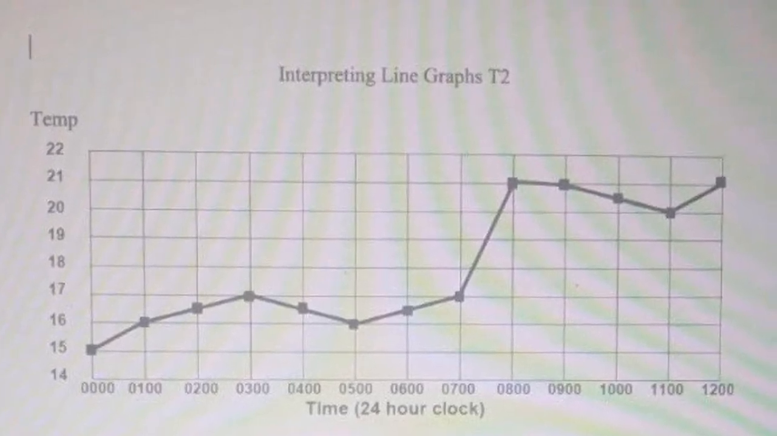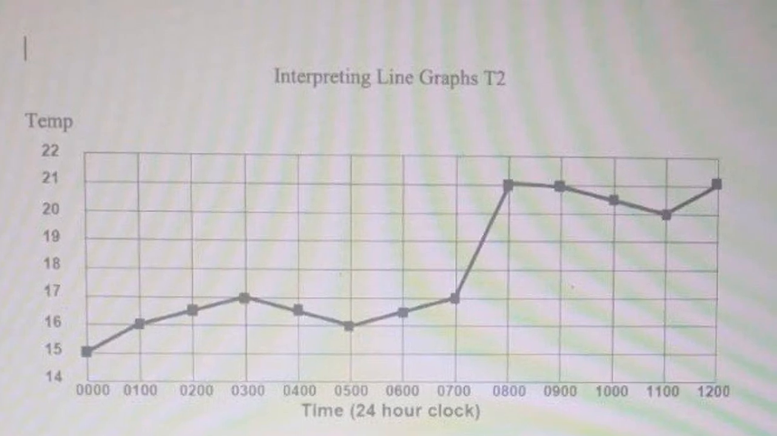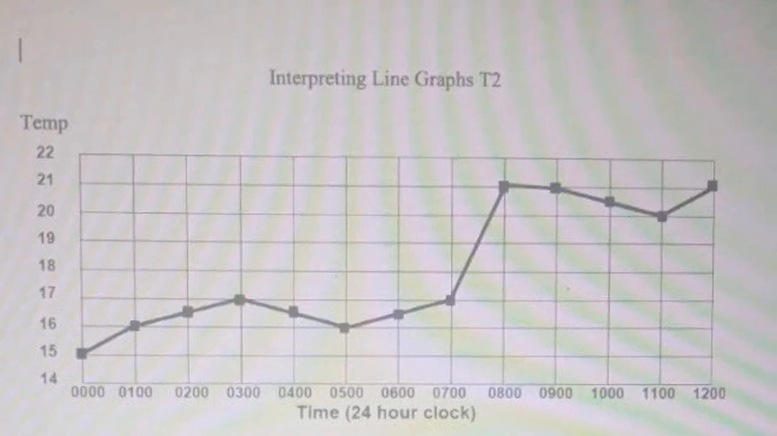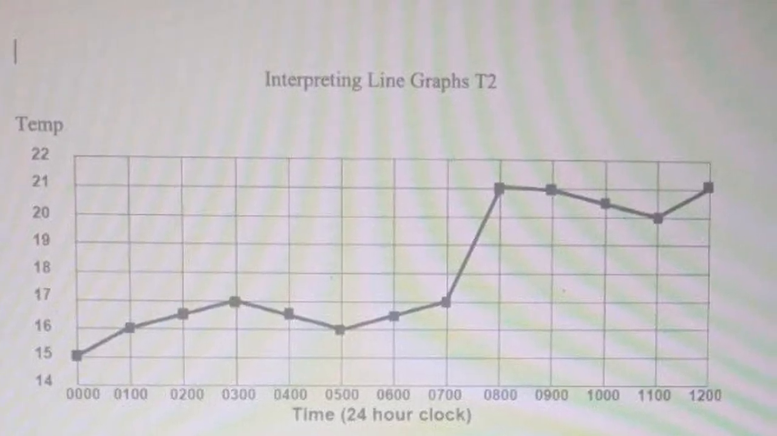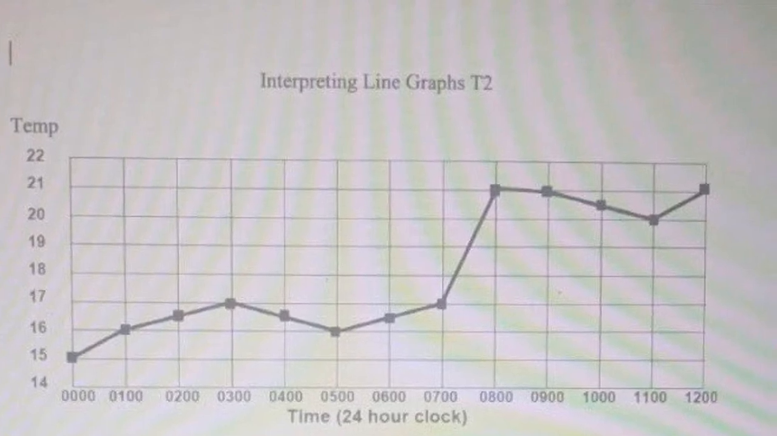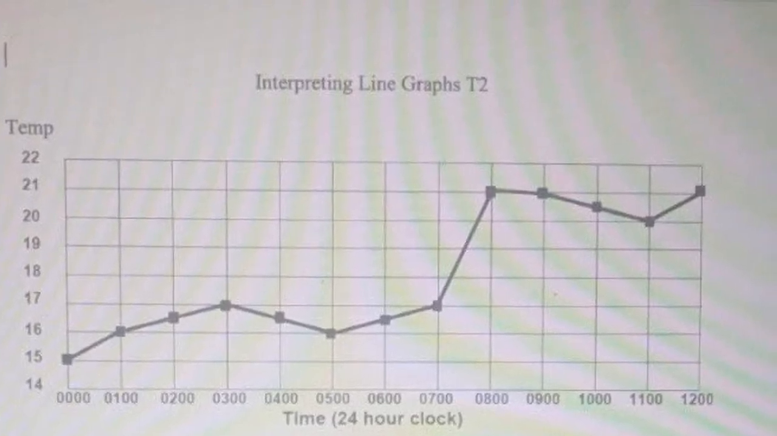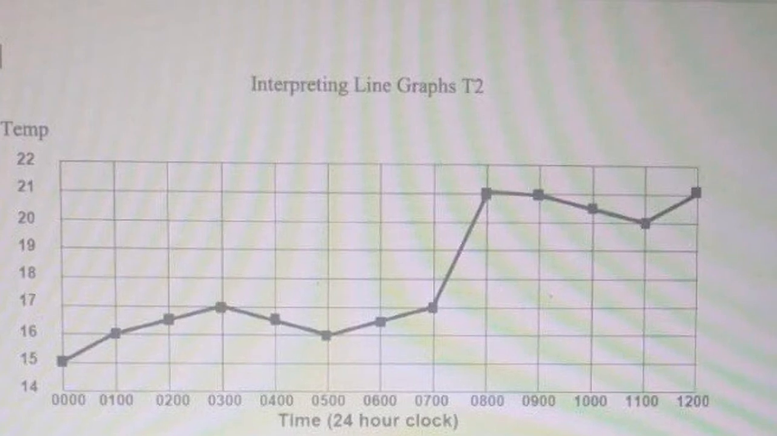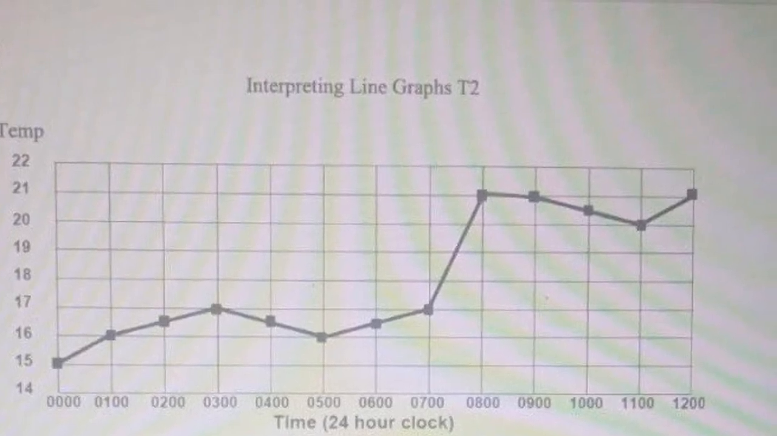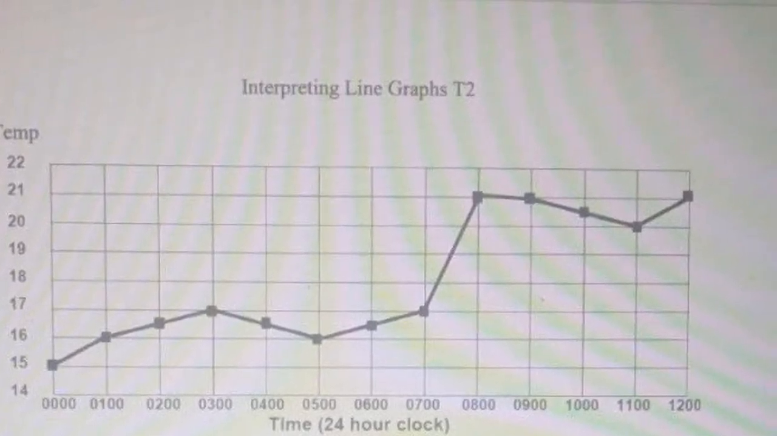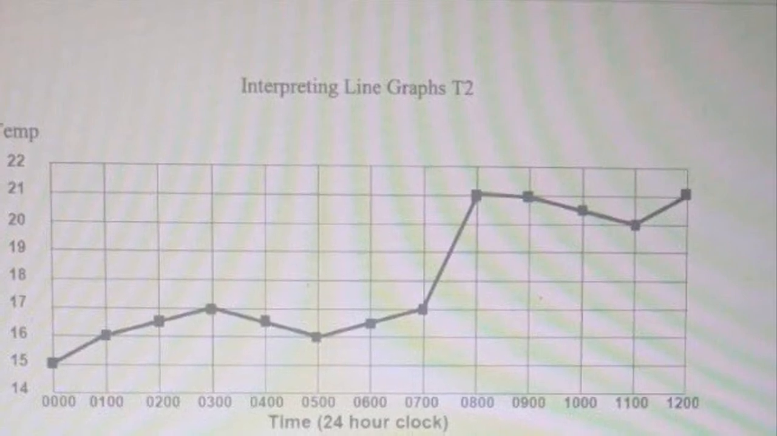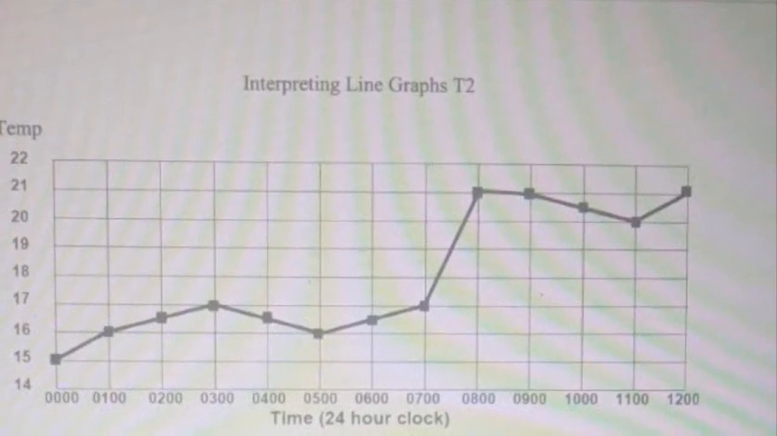You can see the time on the x-axis is from the 24-hour clock, and it starts at all the zeros, which is midnight. It goes to 12:00, which is midday, sort of round about lunchtime. On the left-hand side, you will see the y-axis, which shows the temperature at 14 going up to 22. The temperature is in degrees Celsius.